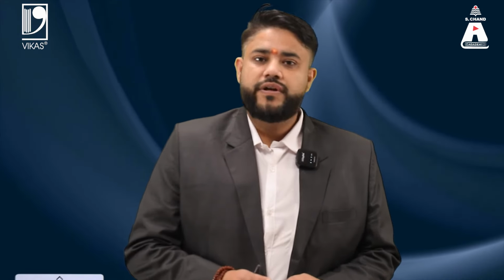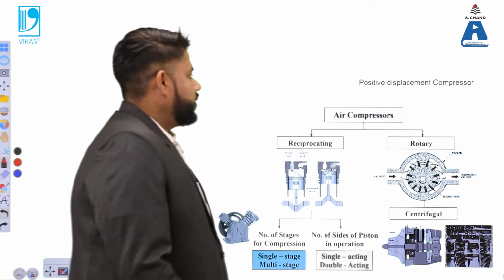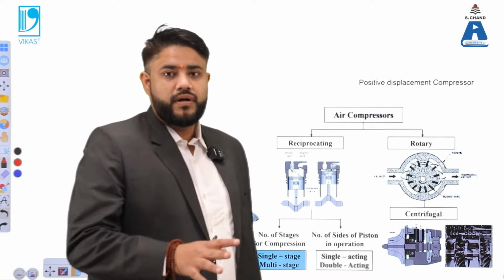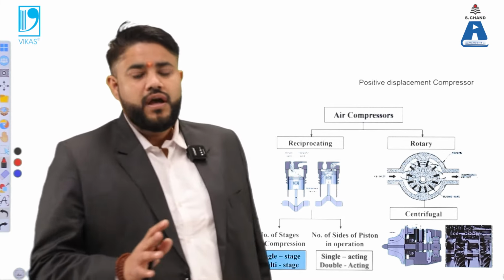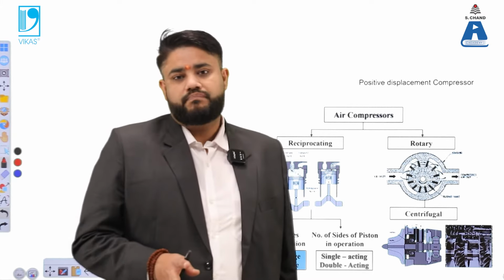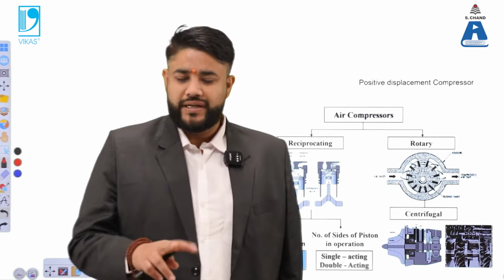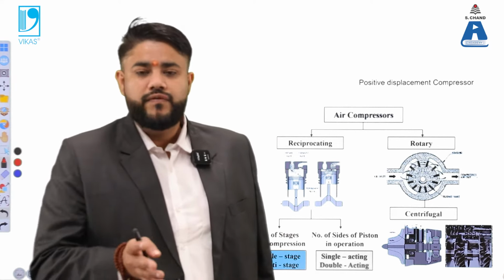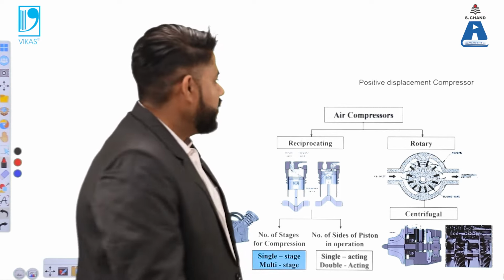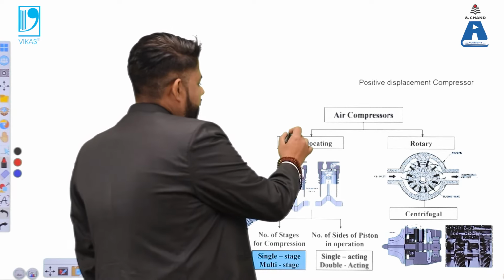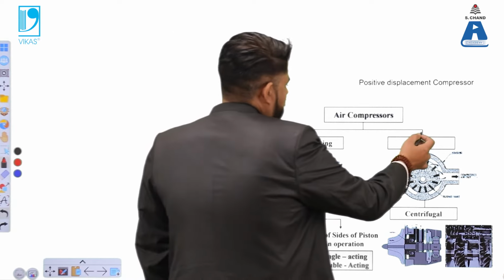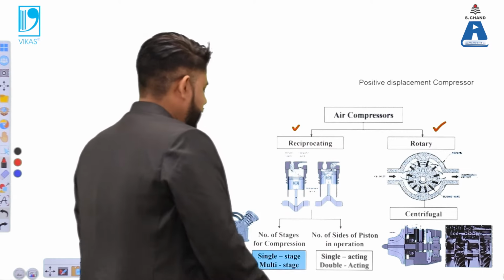Now in this part of the video we will be learning the details of rotary compressors and the reciprocating compressors. So if I talk about the categorization of the positive displacement type air compressors, we have two categories that we have seen before going to the break. So what are those categories? The two categories are the reciprocating type air compressor and the rotary type air compressor.